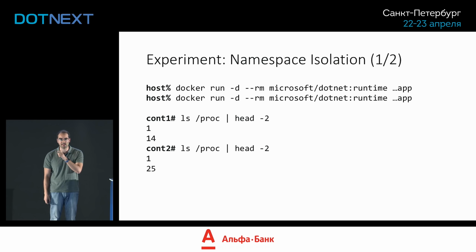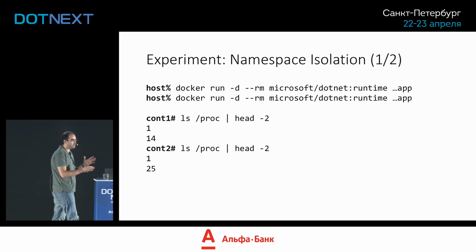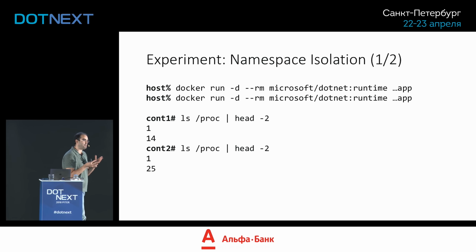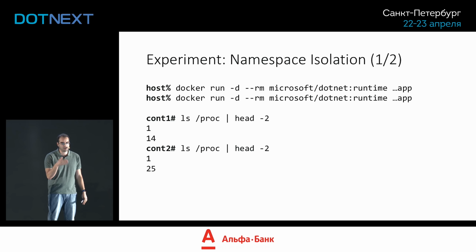OK, now let's see what the second container thinks. The second container thinks we have process IDs 1 and 25. I don't mind the 14 and the 25, but process ID 1 did appear twice already, and there's also process ID 1 on the host machine. So clearly, we're seeing the same numbers. And the only reason this is possible is because of namespaces.